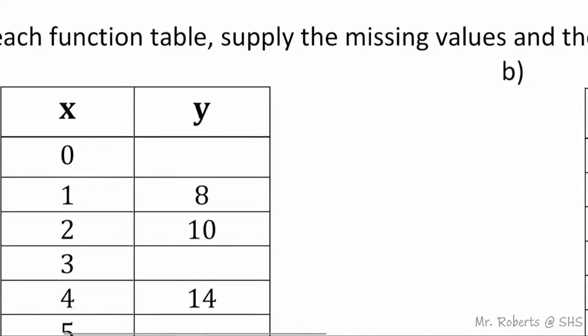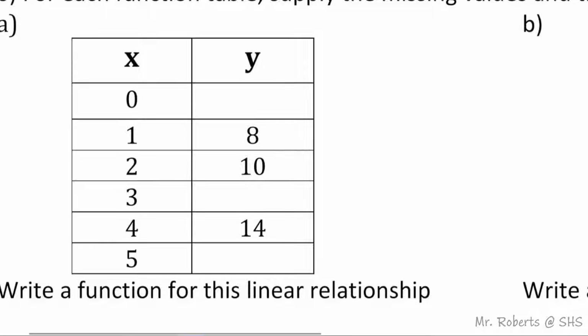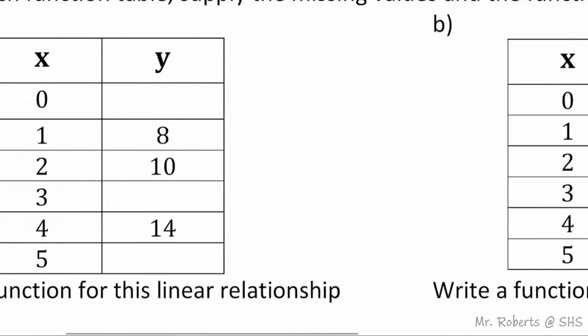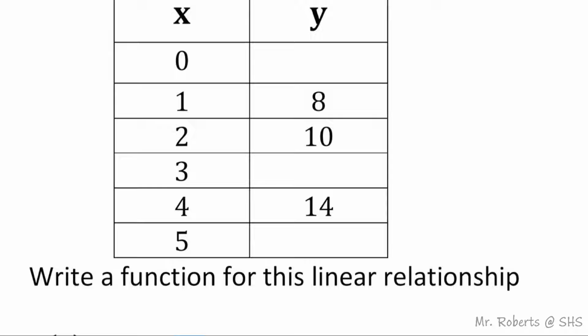All right, let's move on to page number 2, question 6. It says for each function table, supply the missing values and the function rule. So this first one, we're told this one's linear. So that's nice. I don't have to figure out if this is linear or exponential. This is linear.